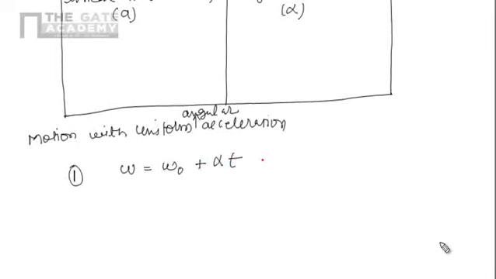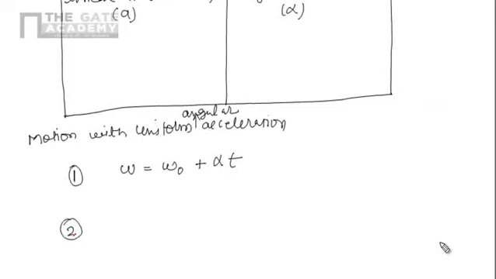Similarly, we know the equation based on motion with uniform acceleration in rectilinear motion, that is nothing but v equals u plus at. So in place of v we have omega, in place of u we have omega naught, that is initial angular velocity. In case of linear acceleration a, we have alpha, that is angular acceleration.